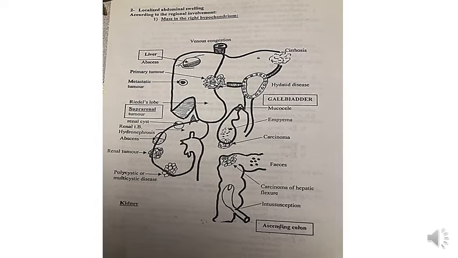Let's go down from the liver to the kidney and suprarenal gland. So you may have a suprarenal tumor when it's very large in size, and this is rare to occur. Kidney mass may include renal cyst, renal tuberculosis, hydronephrosis, renal abscess, perinephric abscess, renal tumor, a polycystic or multicystic disease of the kidney.